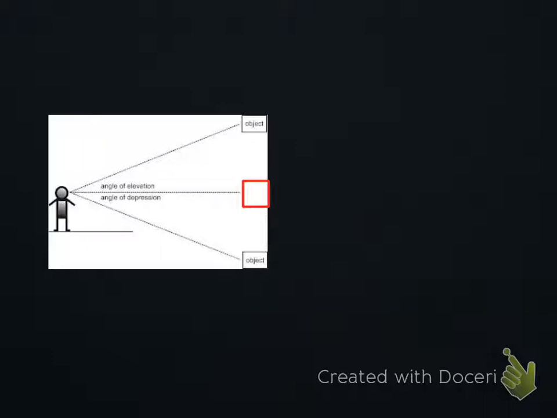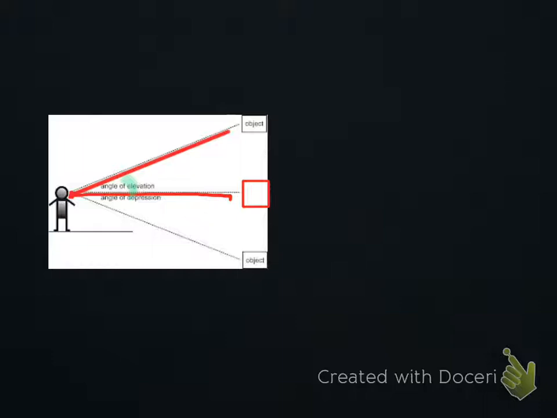Now, when we're describing those locations, we use a horizontal line as our reference. So if I'm looking from this point here, a horizontal line going straight across here is my reference point. If I'm looking above the horizontal line at an object like so, then that's called an angle of elevation. And that angle is specifically the angle between the line that I'm looking and the horizontal line.